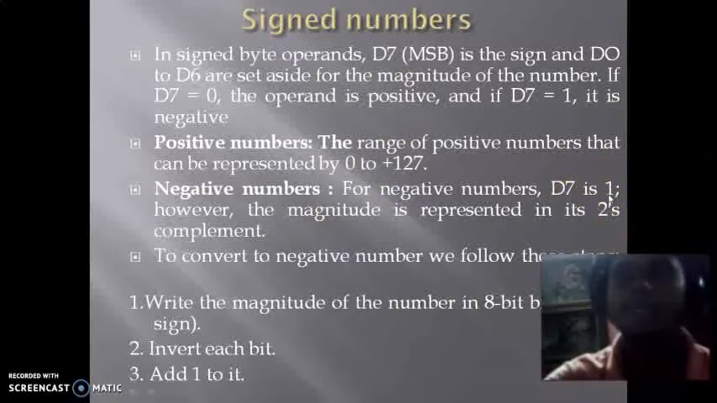Basically the magnitude is represented in 2's complement here, and the conversion of a negative number is done as follows. We write the magnitude of the number in an 8-bit binary number, then we invert each bit, which means the 1's complement is done, and we add 1 so that the 2's complement is obtained. That is the way by which a number can be converted into a negative number. So that is the signed number.